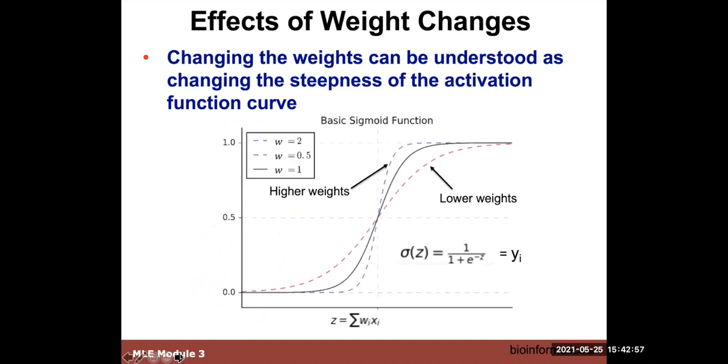Those changes, as we propagate through the weight matrix and through the neural net, are changing the steepness of the activation function. As it moves to a step function, it becomes very steep. As it moves to a shallow function, those are lower weights. And that's largely what we're doing: we're just changing how steep or how vertical or non-vertical that step function is, essentially the output projection.